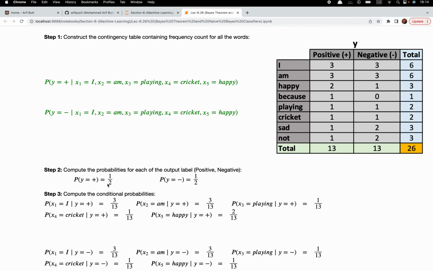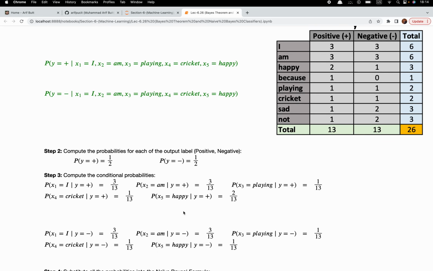As usual, in step 2, we compute the probabilities of each of the output labels, the probabilities of both positive and negative class outcomes. The probability of y equals positive is 1 over 2, and y equals negative is 1 over 2. Fine. And in step 3, we calculate the conditional probabilities of the words I, am, playing, cricket and happy for both the positive class as well as the negative class.